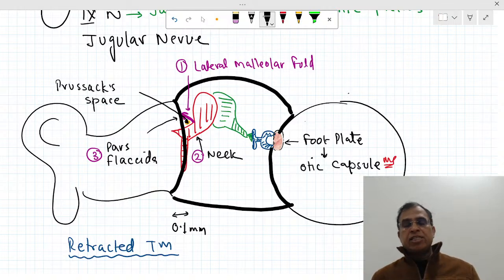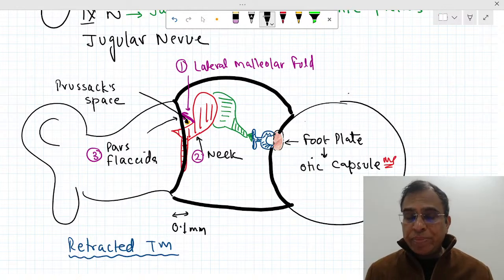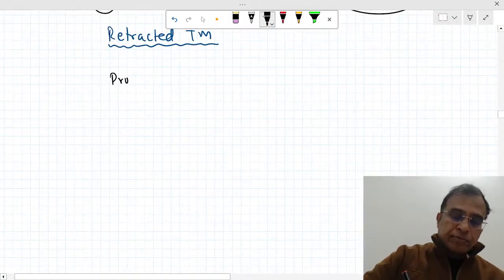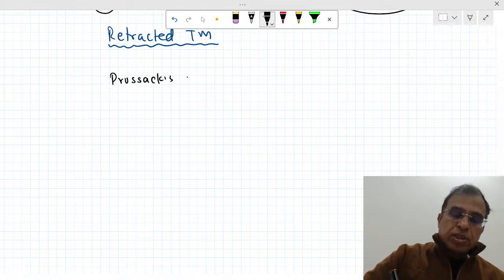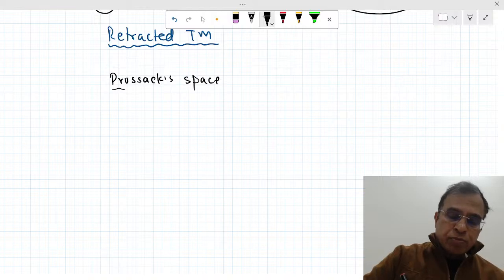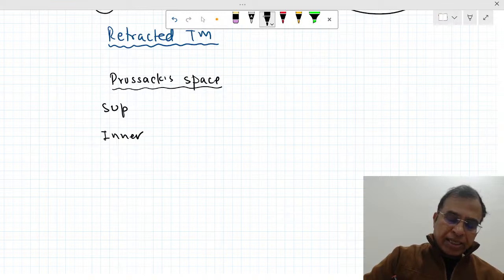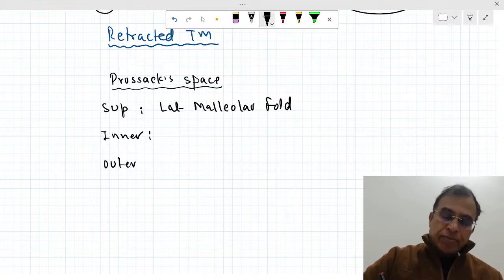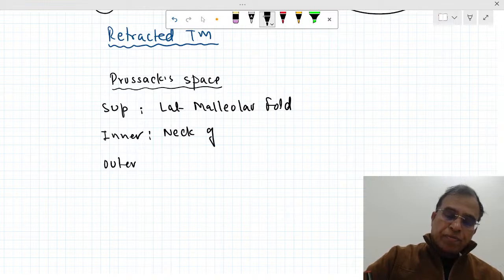So this area is the Prussak space area. I will show you a better image of Prussak space later on. This is just to explain to you. Okay, Prussak space. Two things. One, the three boundaries of Prussak space: the superior boundary, the inner boundary, and the outer boundary. The superior boundary is the lateral malleolar fold. The inner boundary is the neck of malleus, and the outer boundary is two things.